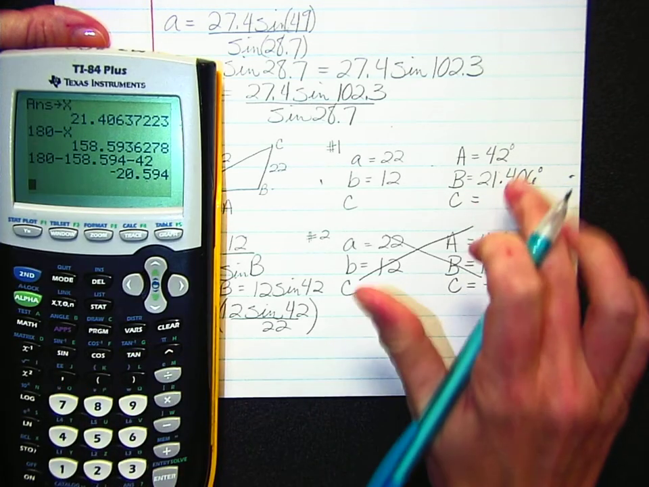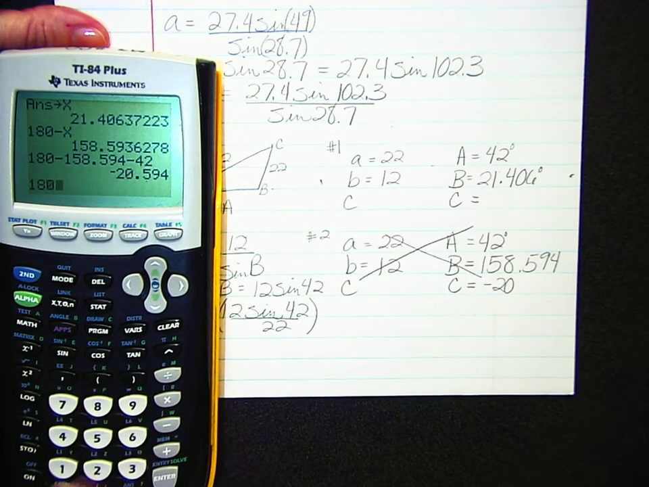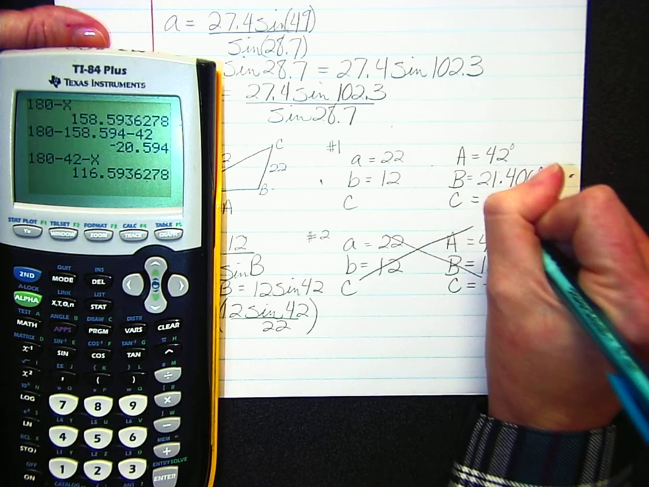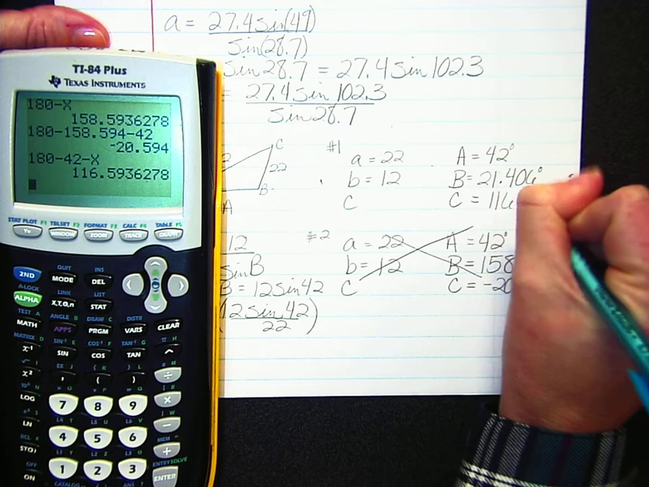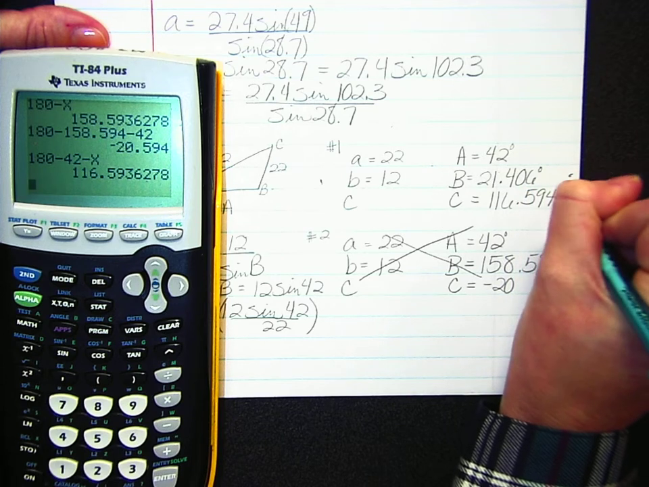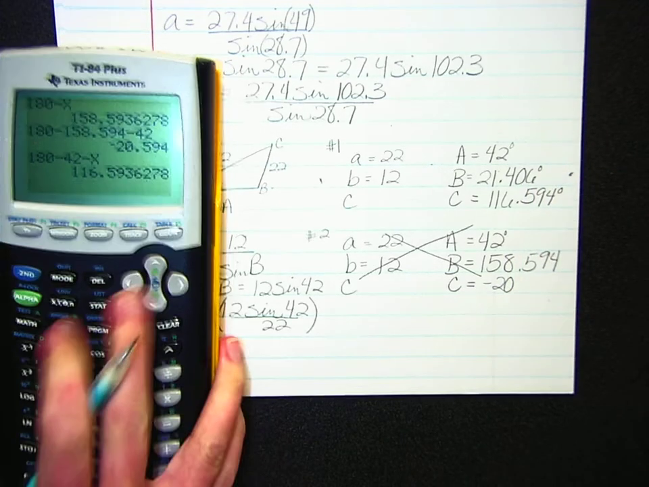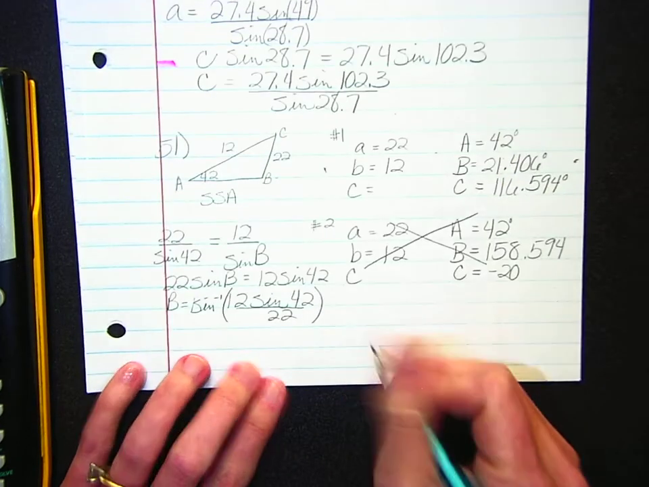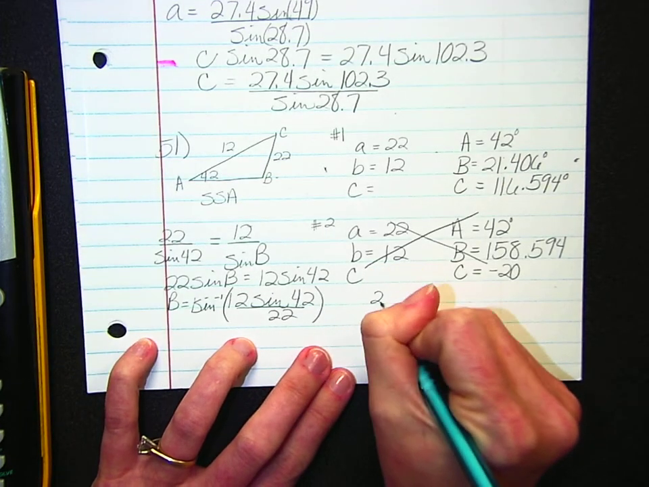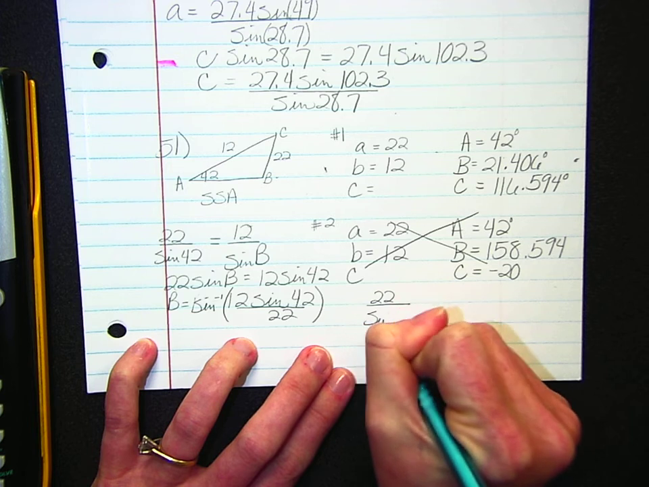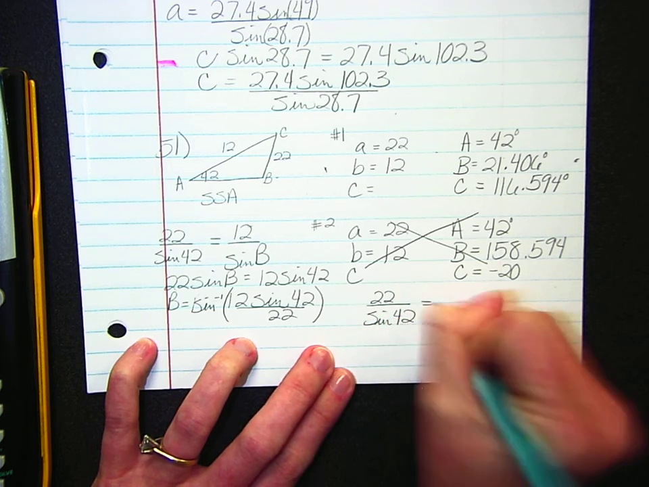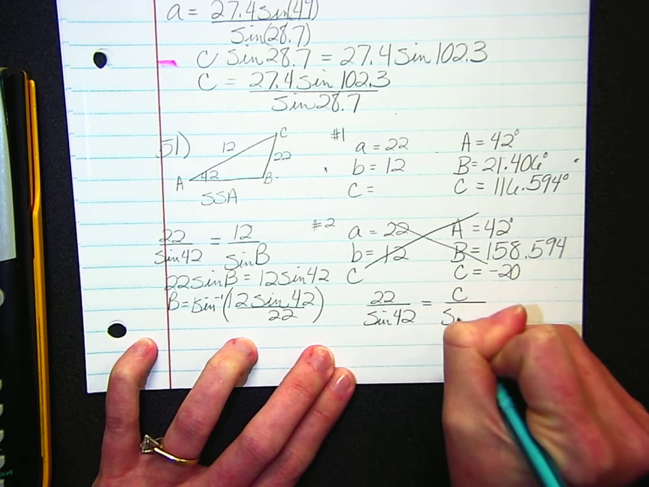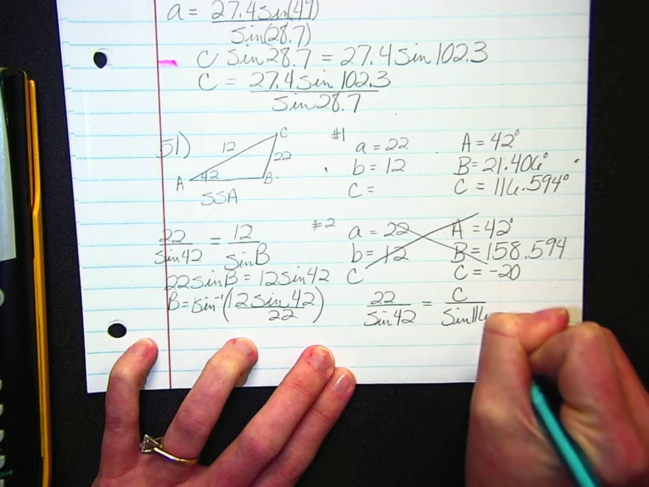but we do have to go ahead and check and make sure. Alright, so back up here, I'm going to take 180 and subtract my 42 and subtract my 21, which we've stored as X. So that's going to give me 116.594 degrees. And lastly, I'm going to use the law of sines to help me find C. Alright, so I'm going to go back and use A again. So I'm going to use A over the sine of A equals C over the sine of C.